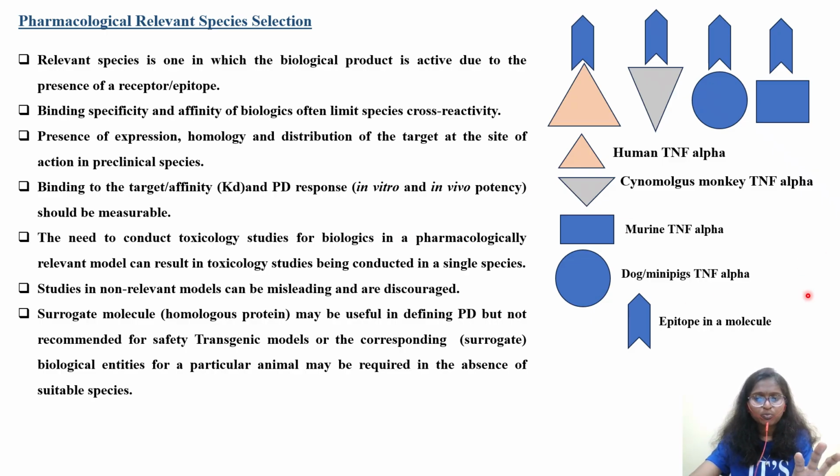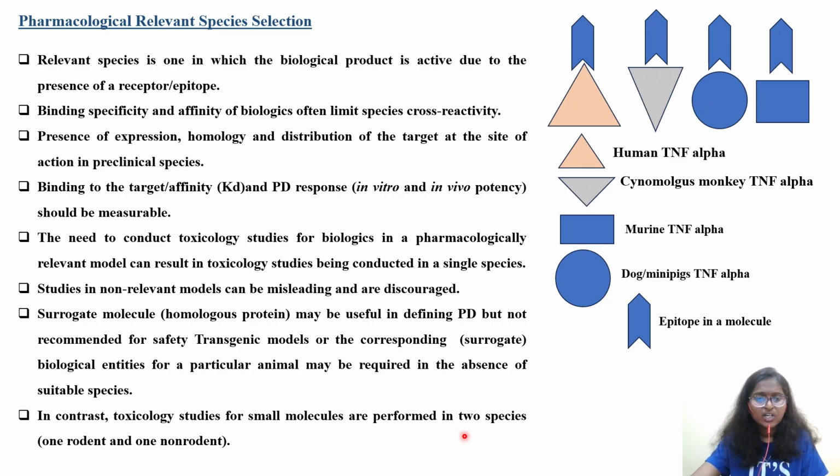I know the topic might be a little bit deep, but you can pause and you can read. These are taken from one of my seniors, as I said. In contrast, toxicology studies for small molecules are performed in two species, one rodent and one non-rodent. Generally, we do it in rat and rabbit, or rat and a higher species like dog or monkey. They will be doing it case by case based on the chemical.